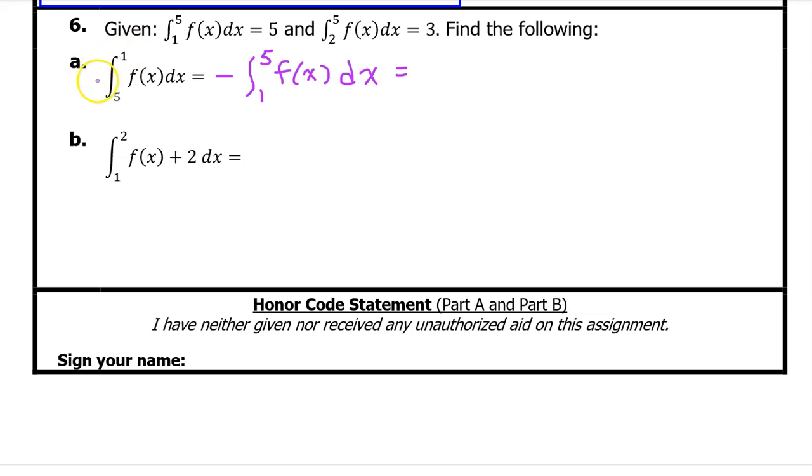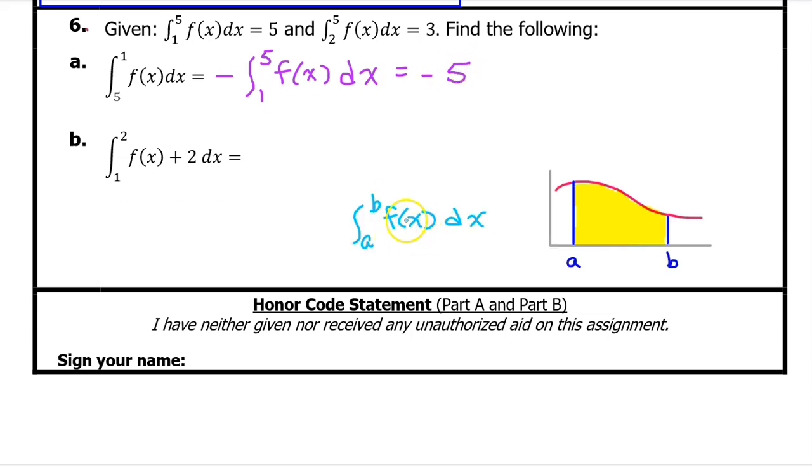For part A, just know that reversing the limits of integration changes the sign. So the integral from 5 to 1 of f of x will be the opposite of the integral from 1 to 5. Since the integral from 1 to 5 is 5, the integral from 5 to 1 will be negative 5.